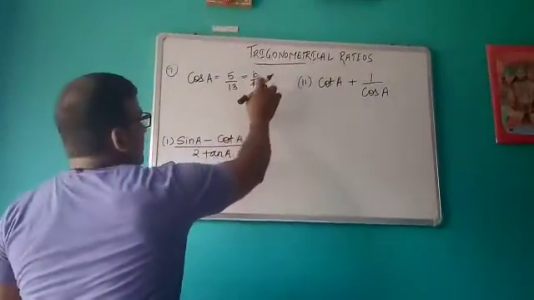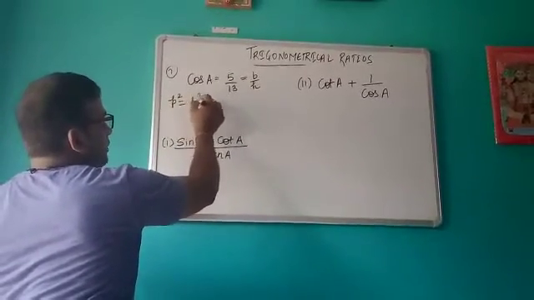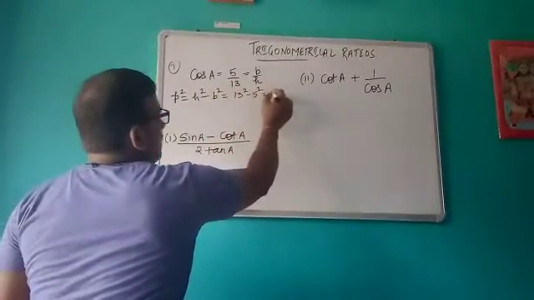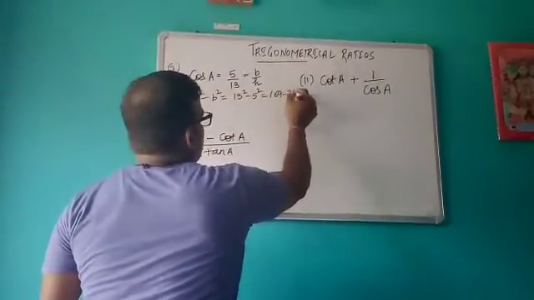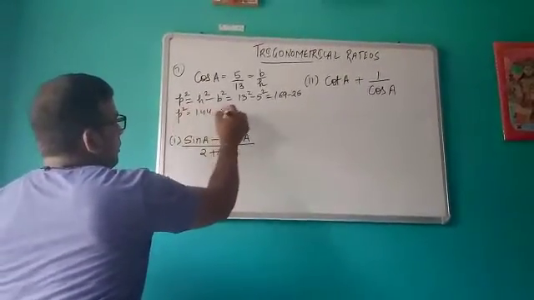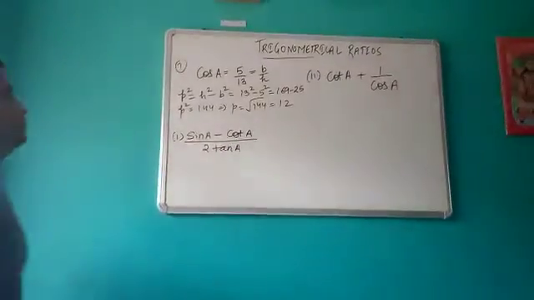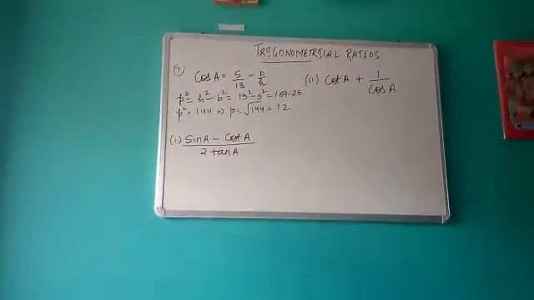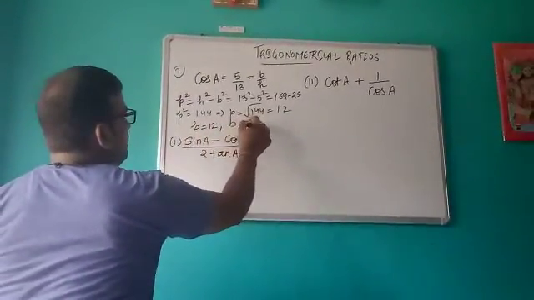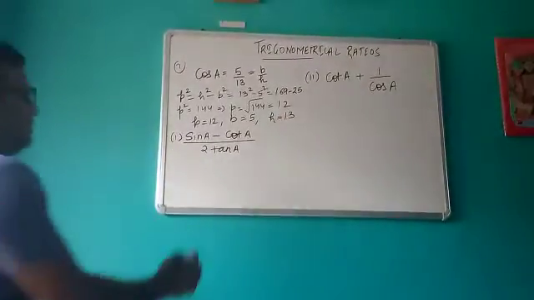So B is given, H is given, we will calculate the value of P. So what is P square? H square minus B square, that is 13 square minus 5 square, 169 minus 25. So you will get P square is equal to 144, so what is P? Square root of 144, that is 12. Okay, so this is your P. So we have the value of P now 12, we have the value of B 5, and we have the value of H as 13. So we will put the values in this expression.